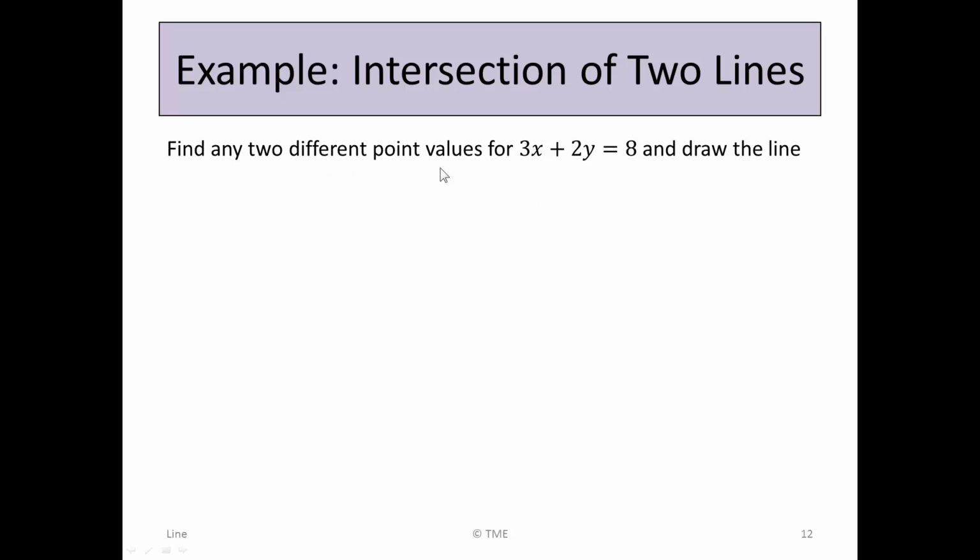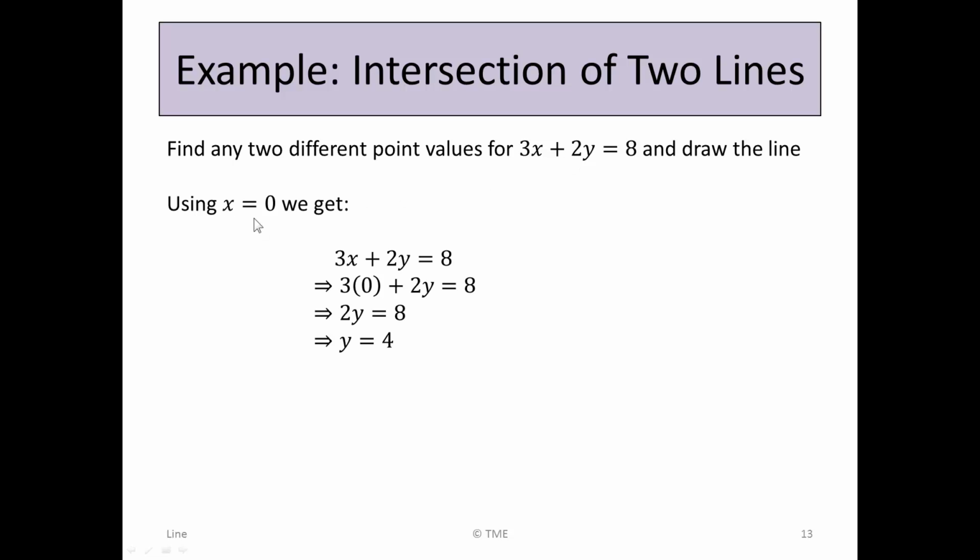Once again, we find any two different points for 3x plus 2y equals 8, and we draw the line. In this case, we take more traditional values and let x be 0. 3 times 0 plus 2y is 8, so 2y is 8 and y must be 4. So the point 0, 4 is a point on this line.